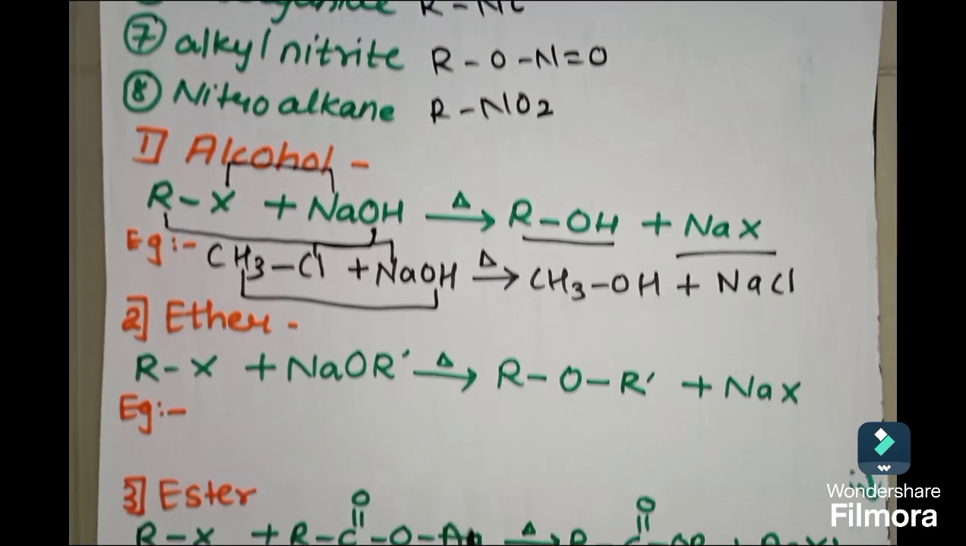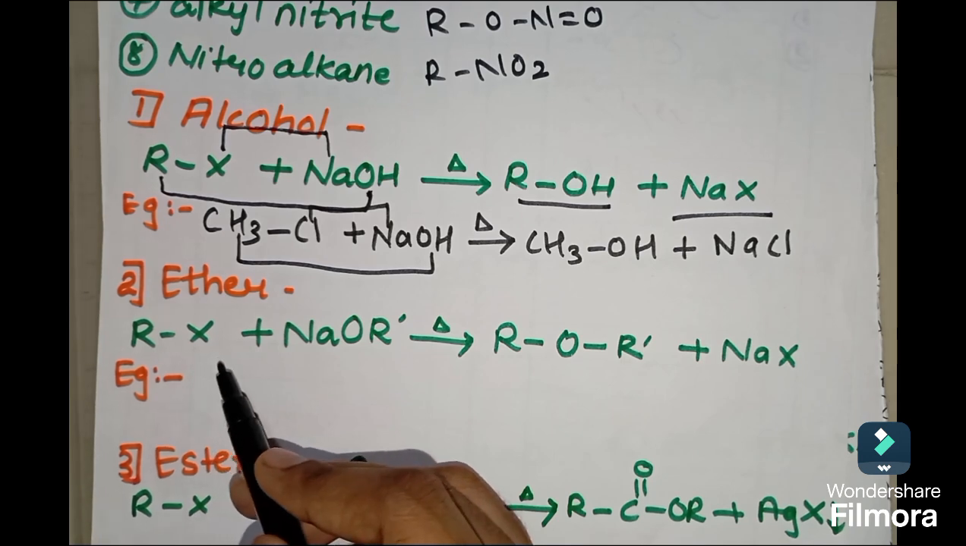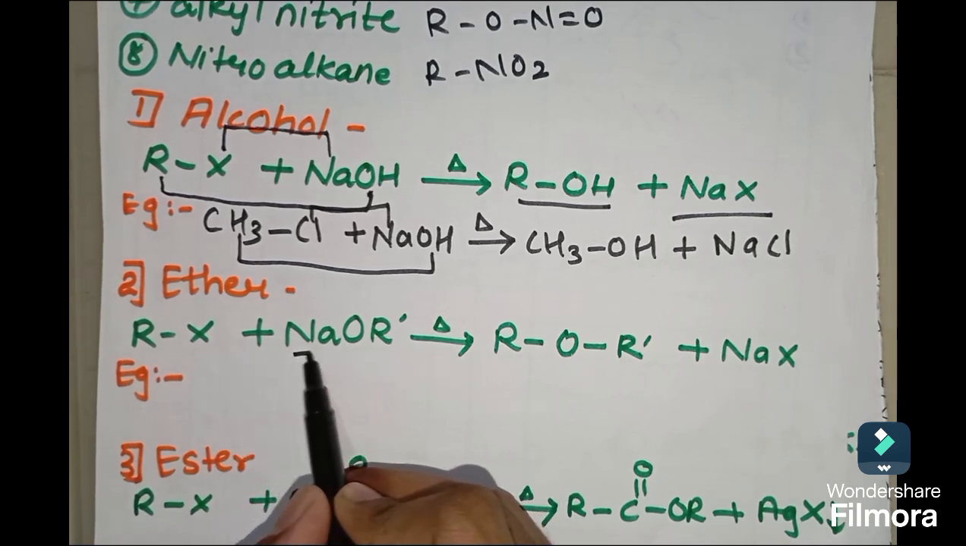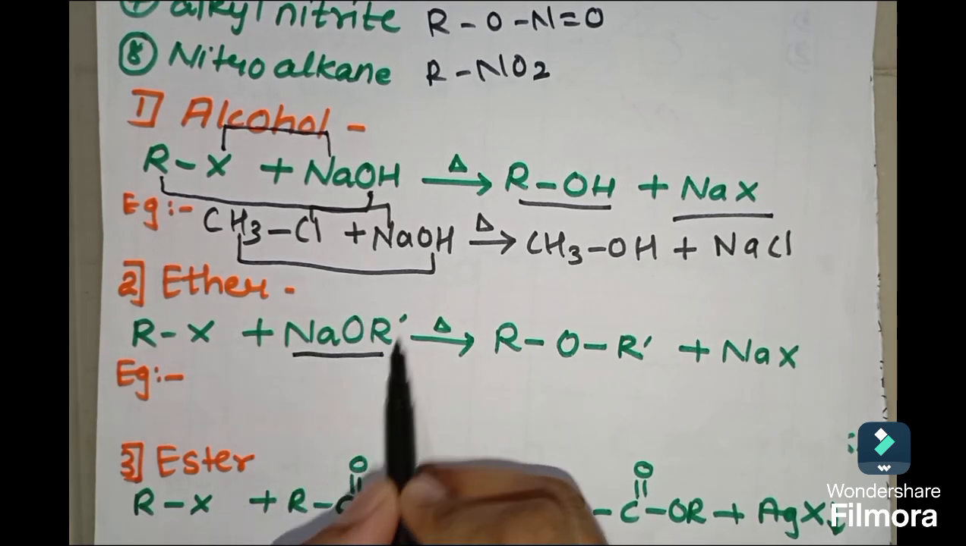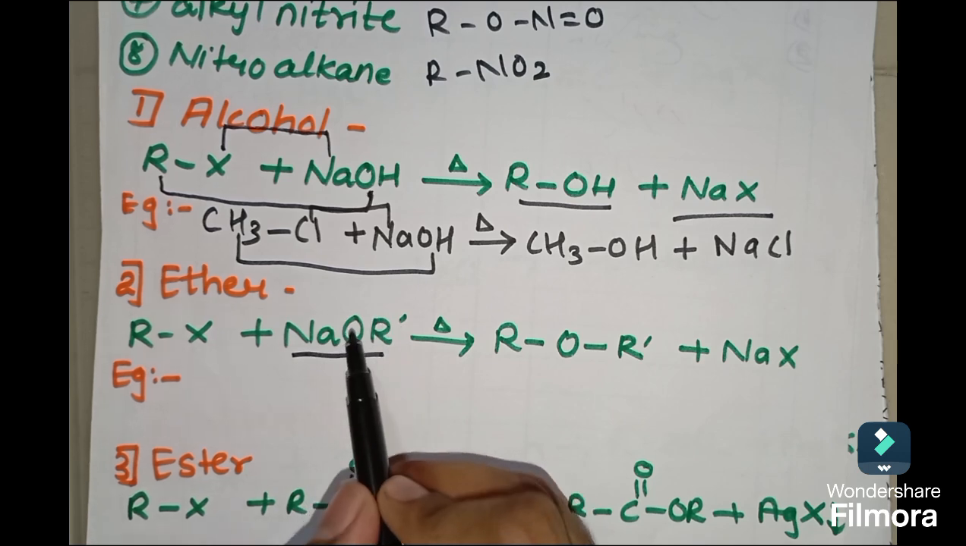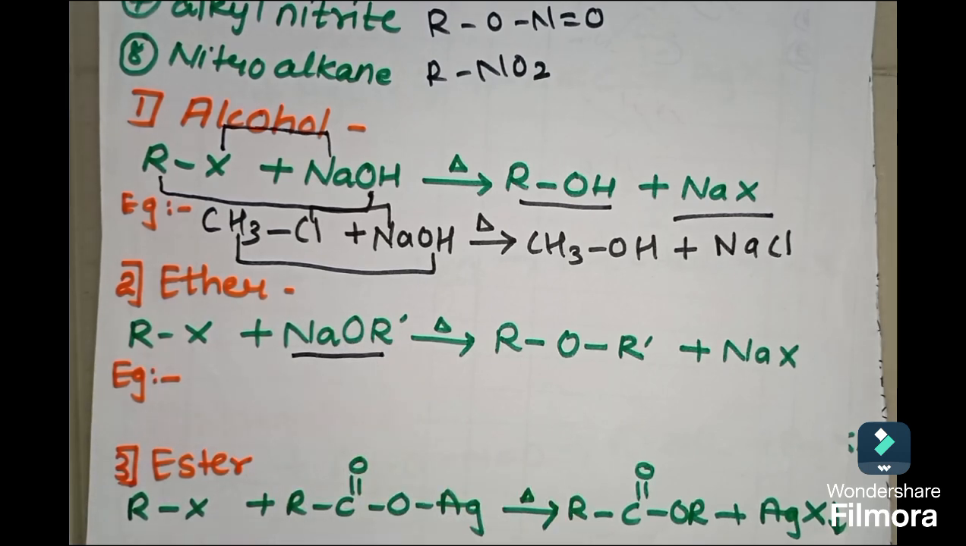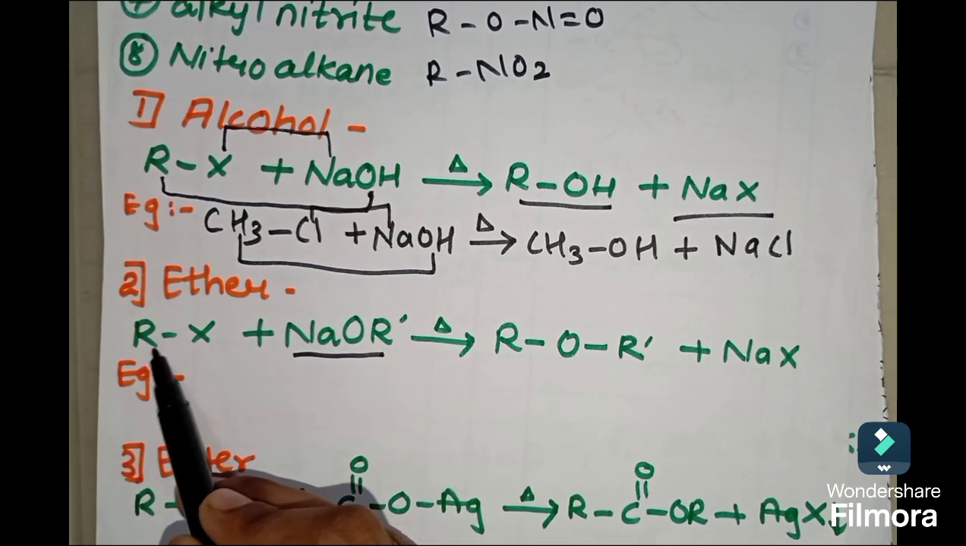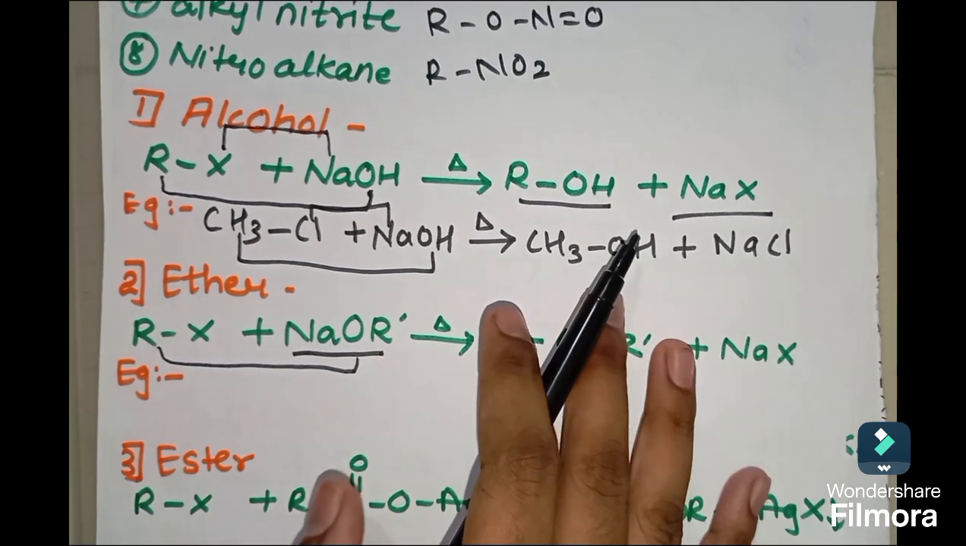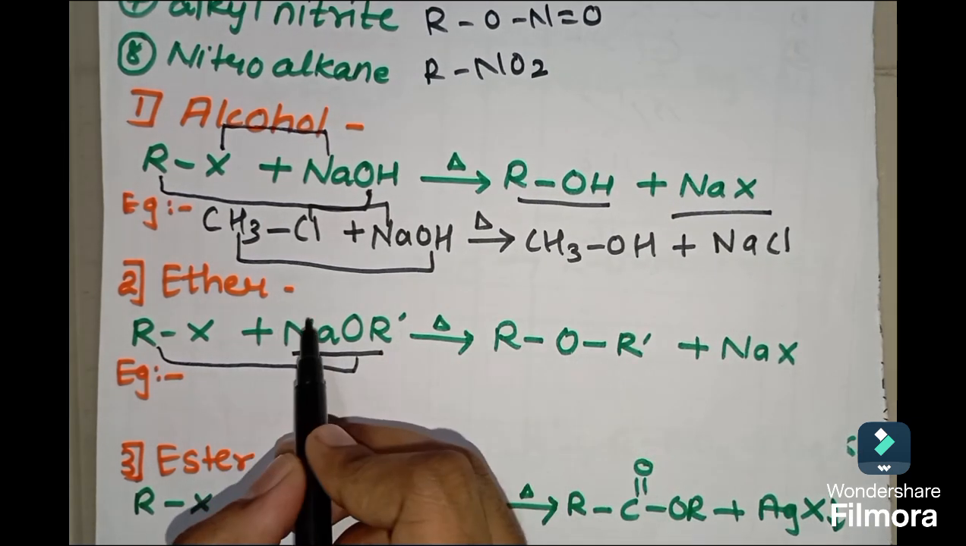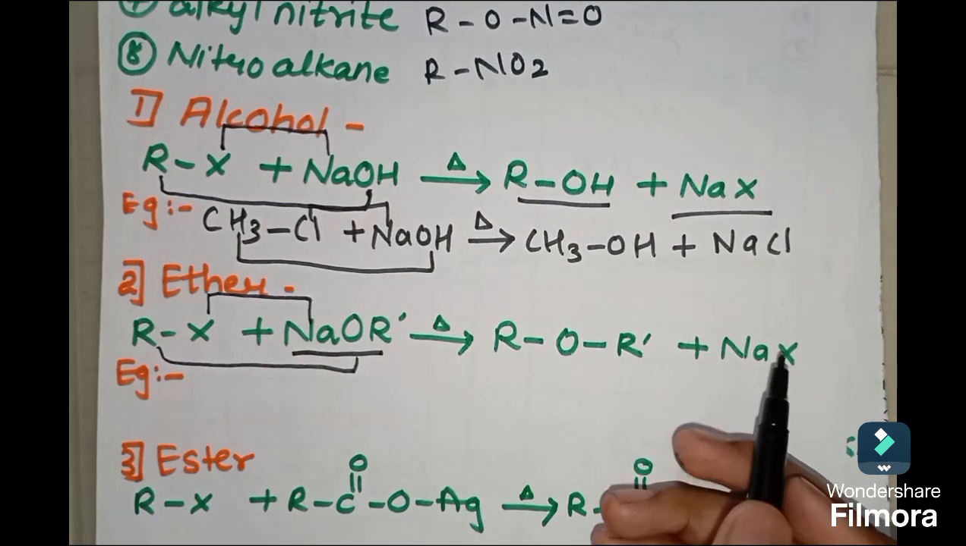Now we are going to prepare ether. For that we will take haloalkane and react it with sodium alkoxide. Here we will take any alkyl group, so it becomes sodium alkoxide. And now we are going to heat it. Now what will happen? This R will get attached to OR and it will form ether over here. And the remaining part, NaX, will be formed as a byproduct.